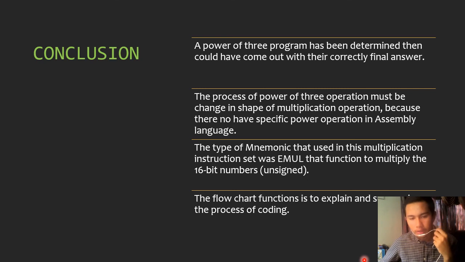So the last one, the flow chart. The flow chart's function is to explain and summarize the process of the coding. The flow chart that we designed before consists of start and end symbols, 10 operation symbols, and 1 decision symbol. That means we have done this mini project smoothly and successfully.